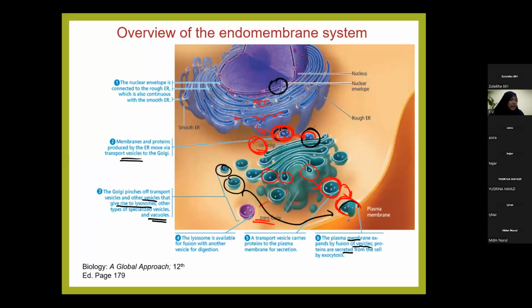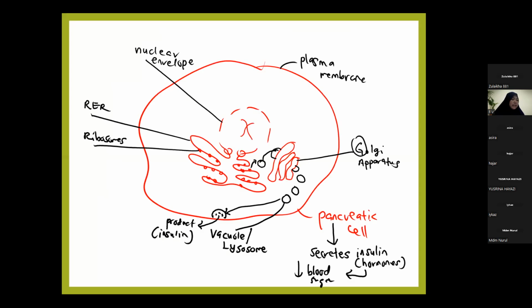Alright, so you can see here, the content will be released out from the cell. Okay, so similar to apa yang Madam lukis tadi. You can see here, the product, for example, insulin will be released out via exocytosis.